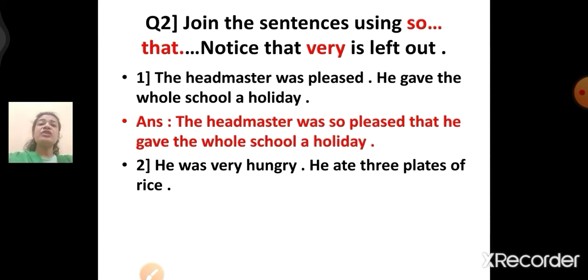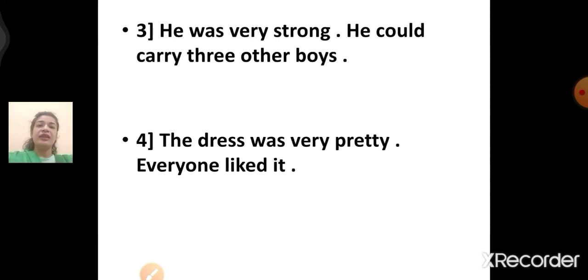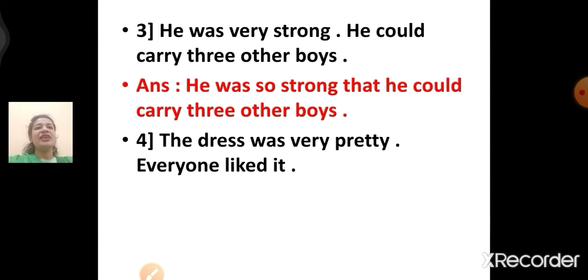Now see the second one. He was very hungry. He ate 3 plates of rice. He was so hungry that he ate 3 plates of rice. Third one, he was very strong. He could carry 3 other boys. So what are you going to write? He was so strong that he could carry 3 other boys.